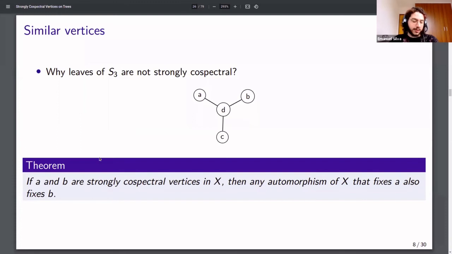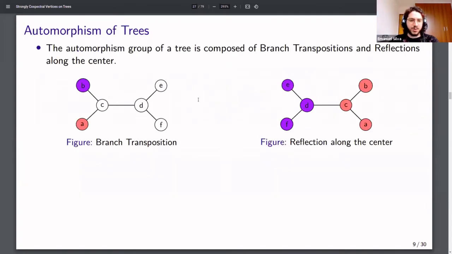So this theorem tells us that not every pair of similar vertices is going to be strongly cospectral, but maybe we just chose the wrong tree. Maybe there is a tree containing three similar vertices which, hopefully, are going to be not only cospectral but also strongly cospectral. So let's look at the automorphism group of trees and try to find out if we can find this triple of vertices.